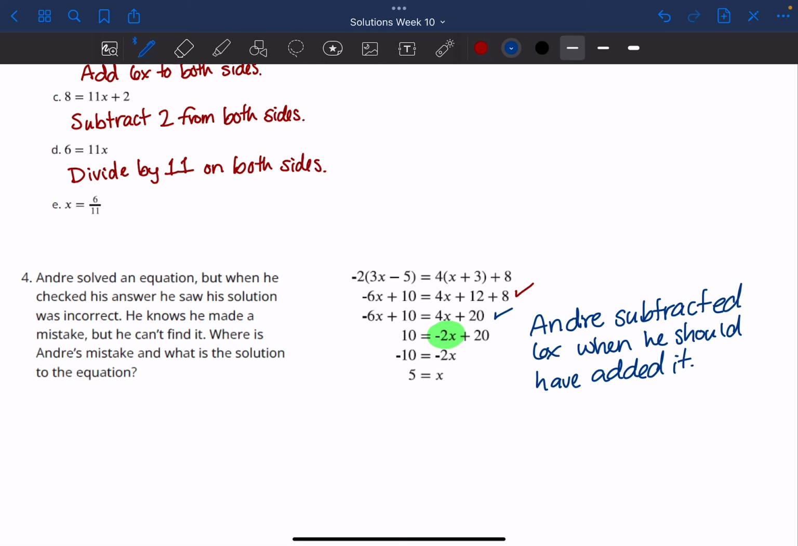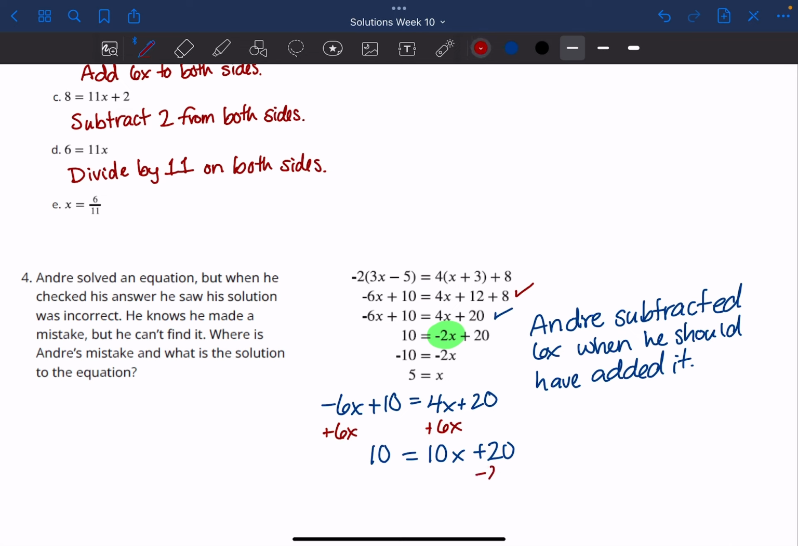So I'm going to show negative 6x plus 10. I'm just writing down the previous correct statement and going to go from there. But then I'm going to show in between each one what I'm actually doing. So I am going to show what Andre should be doing, which is adding 6x to both sides. That is going to create 10 equals 10x plus 20.